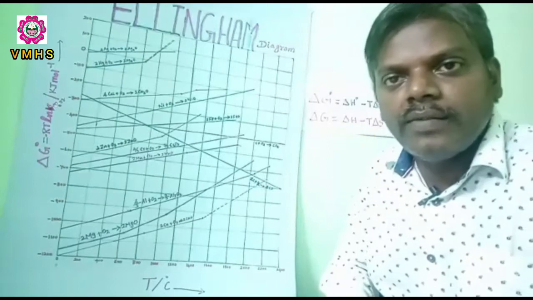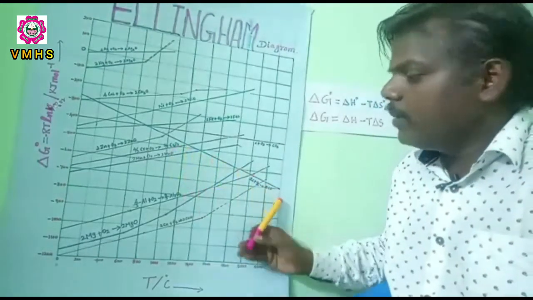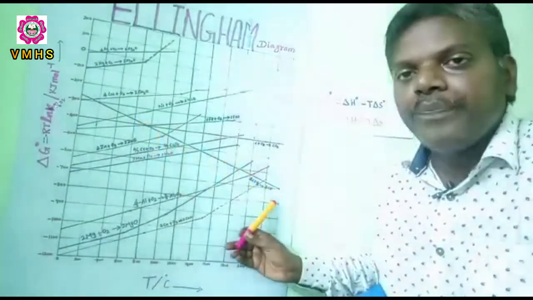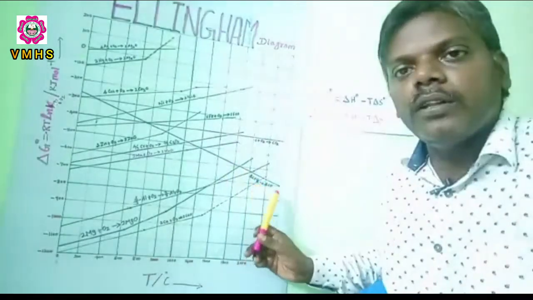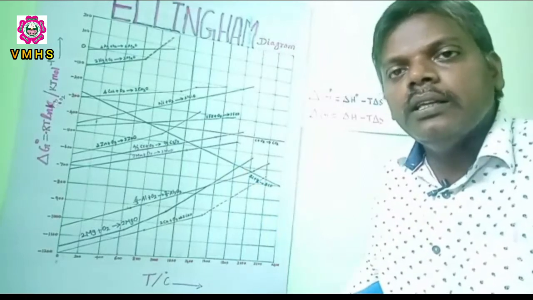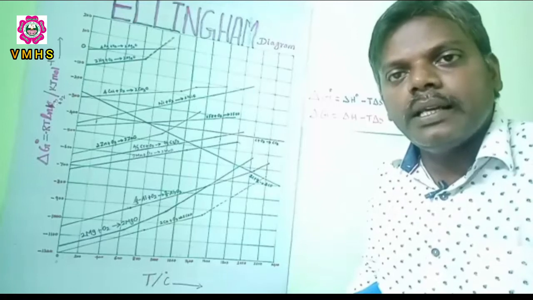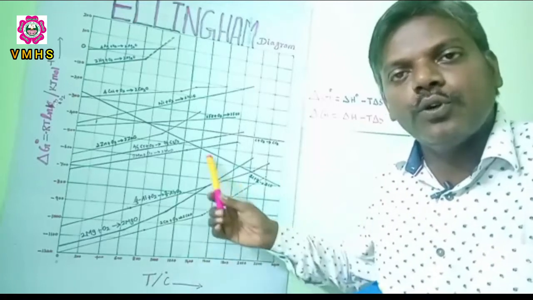And second observation, for the formation of carbon monoxide, the slope is negative, and this is because 1 mole of oxygen is consumed for the formation of 2 moles of CO, which results in an increase in entropy. The delta S value becomes positive, and that is why it is a negative slope.